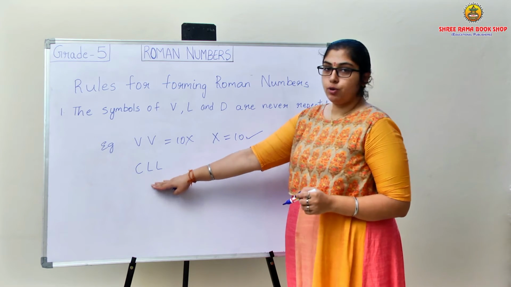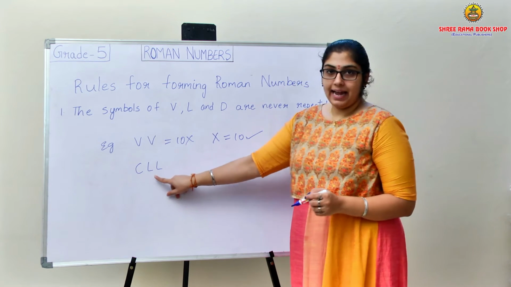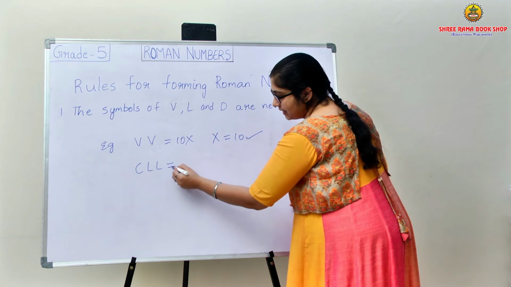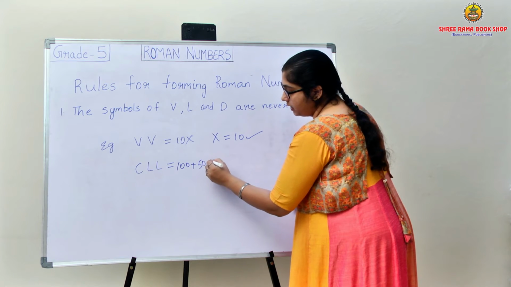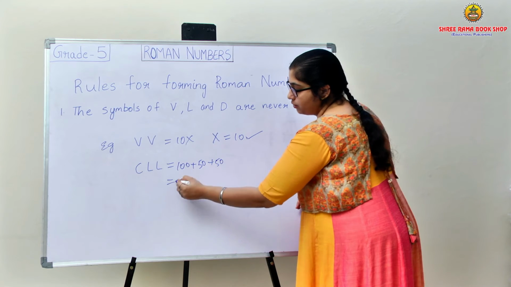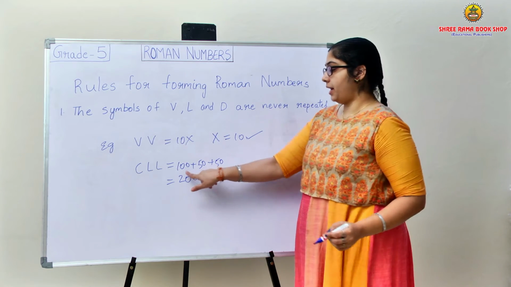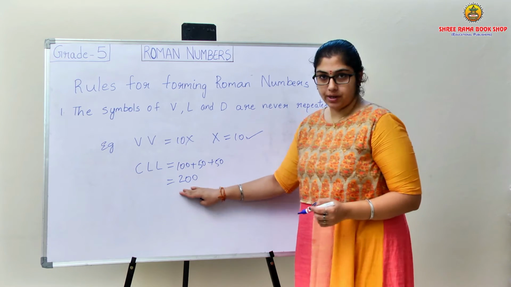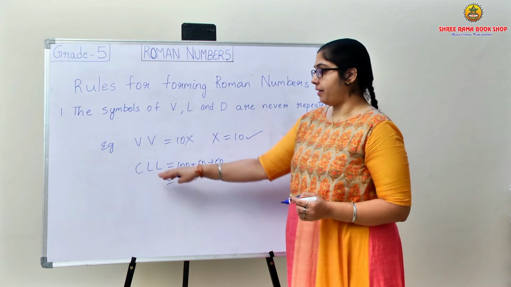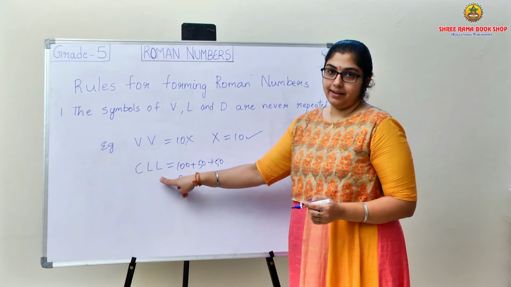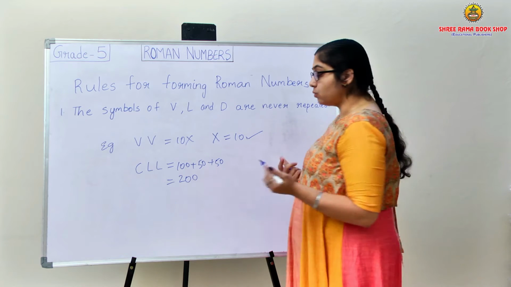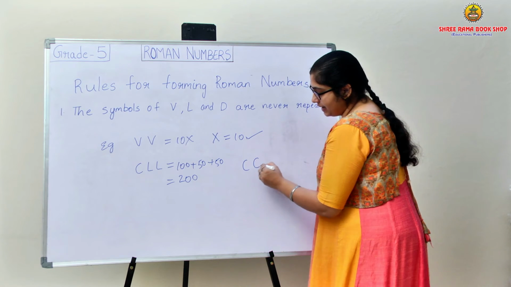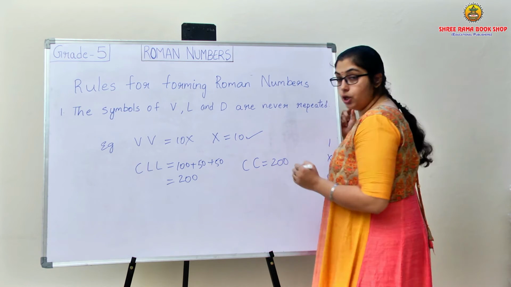Here I have one more example, that is C, L and L. C, L, L is 100 plus 50 plus 50, so the value is 200, right? But you don't represent 200 as C, L, L. You represent 200 as C and C. So C and C is 200.